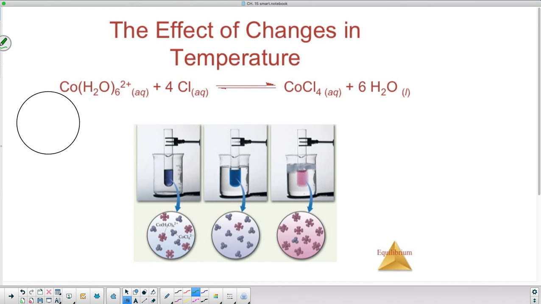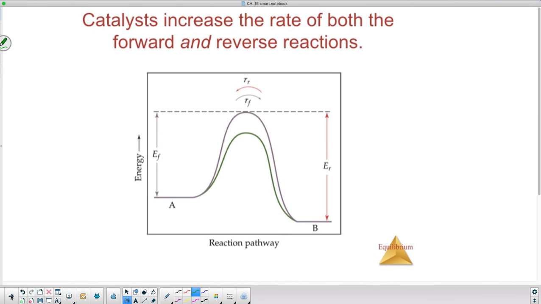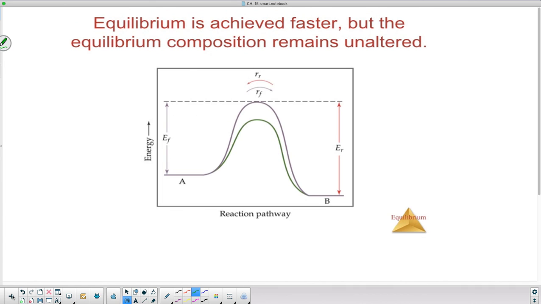A catalyst. What does a catalyst do? Excuse me. A catalyst increases the rate of both forward and reverse reactions. So a lot of times what it does is decrease the energy it takes to go forward. Because you go up like this, but the forward reaction and the reverse reaction coming back this way is also affected. So equilibrium is achieved faster, but the equilibrium composition remains unaltered. So in other words, the catalyst doesn't actually change where the equilibrium is, it just gets there a lot faster.